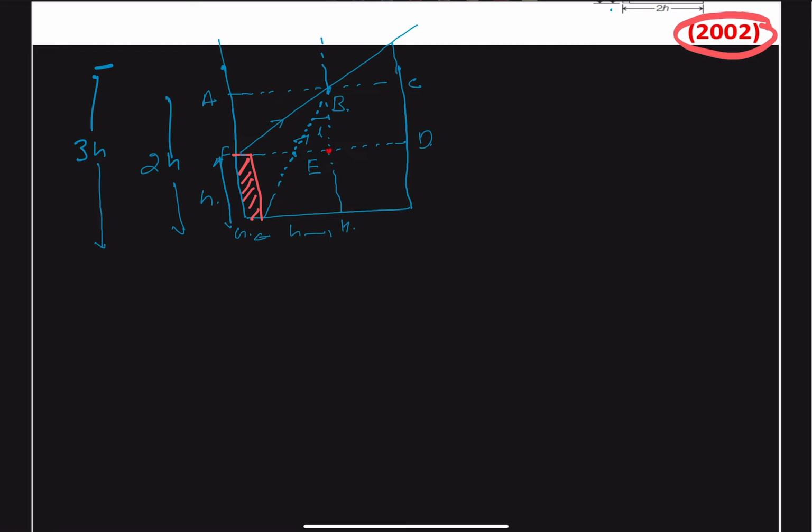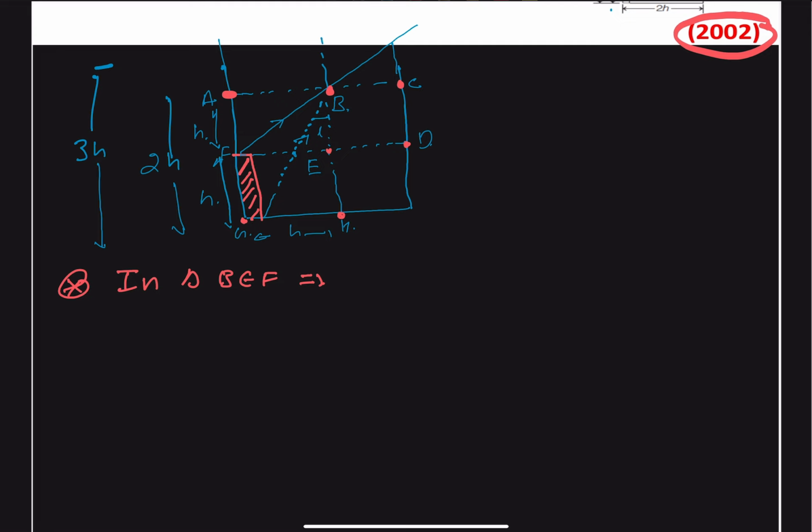This point is our E. This is our B, C, D, H and G, and this is our A. So in triangle BEF, we can see that our FE will be equal to BE, because this height FE is our H and this BE will also be H. So this portion is also our H.